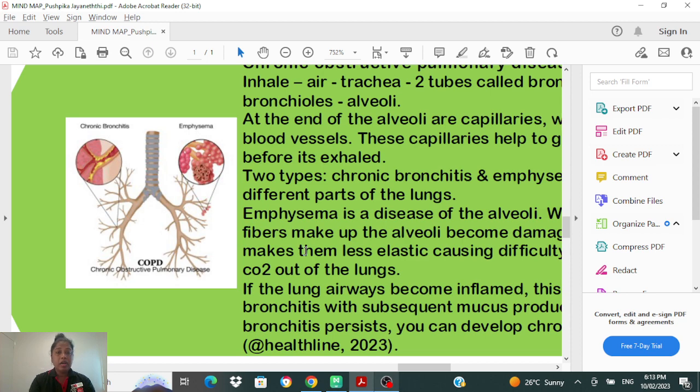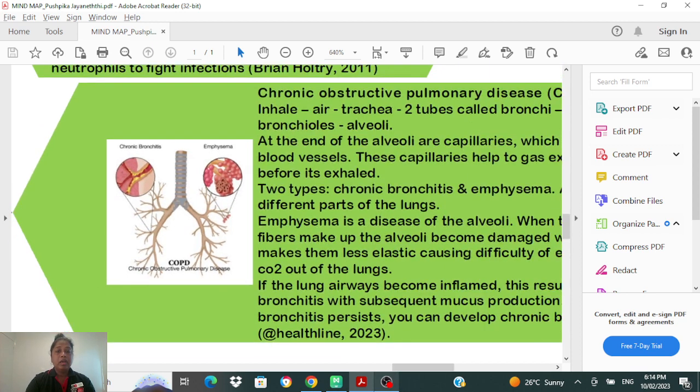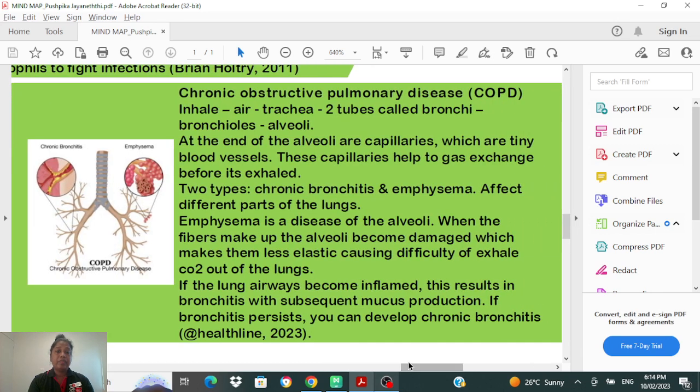Emphysema is a disease of the alveoli. When the alveoli are damaged, it's hard to exchange and exhale carbon dioxide from the lungs because they become less elastic, causing difficulty. If the lung airways become inflamed with mucus production, that's where chronic bronchitis happens.